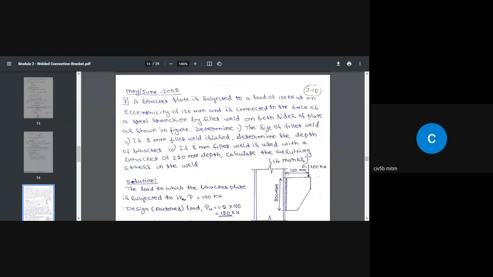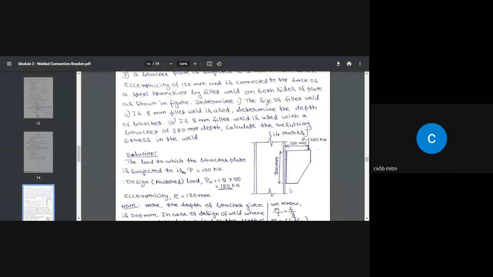Determine: we have three parts in this problem. Number one is the size of fillet weld. We need to find out what is the size of the fillet weld to take care of this load. Next, if 8 millimeter fillet weld is used, determine the depth of bracket. On what basis are we going to fix the depth of the bracket? We fix it based on the length of the weld we need. If we need, say, 400 millimeter weld, then we have to have a bracket plate of depth 400 millimeter. In this case, the bracket plate depth is 300 millimeter.